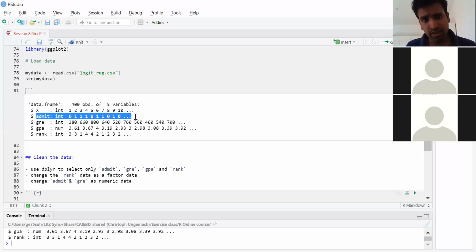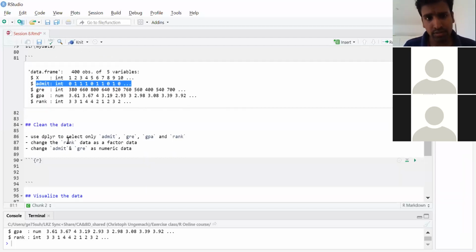But now we can see some sort of problem, right? So we need to clean the data a bit. Hence, use dplyr to select only the second, third, fourth, and fifth columns, and change the rank data to a factor, and also change admit and GRE score to numeric data, right? Which is not required, though the system will understand that an integer can also be treated in the model, but still I think it is better to get back to the basics and work with that as well. Hence, change that one and fix it.